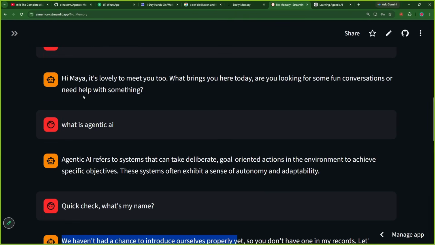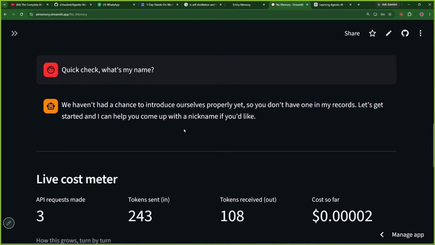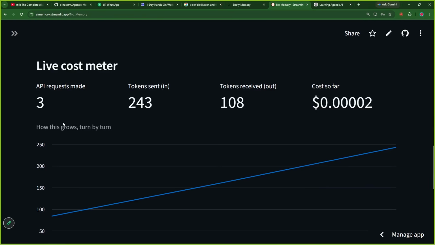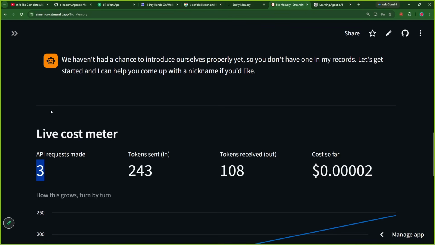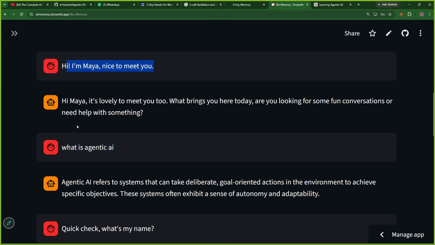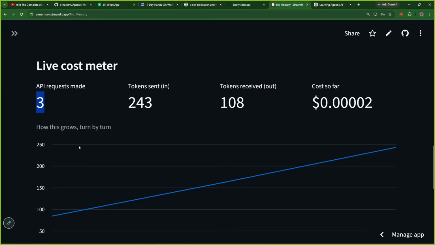I just told it my name, Maya, but it is not able to recall my name because there is no concept of memory over here. Let us look at more things. API request: three times our LLM was called, 1, 2, and 3. That is why we have 3 API requests.